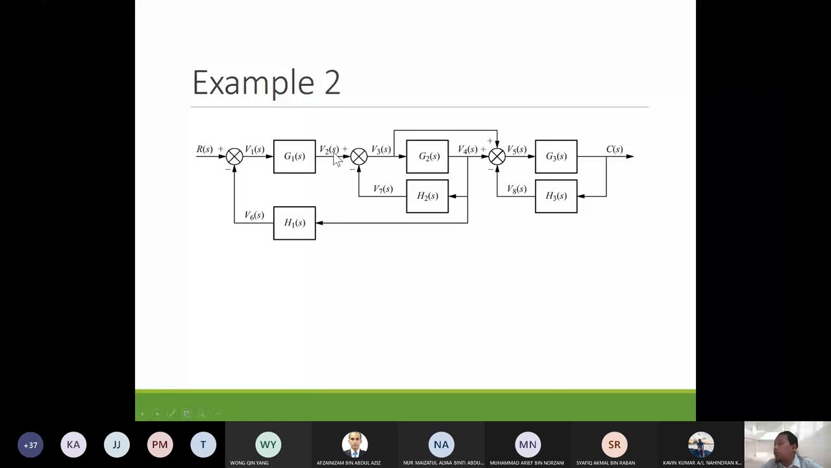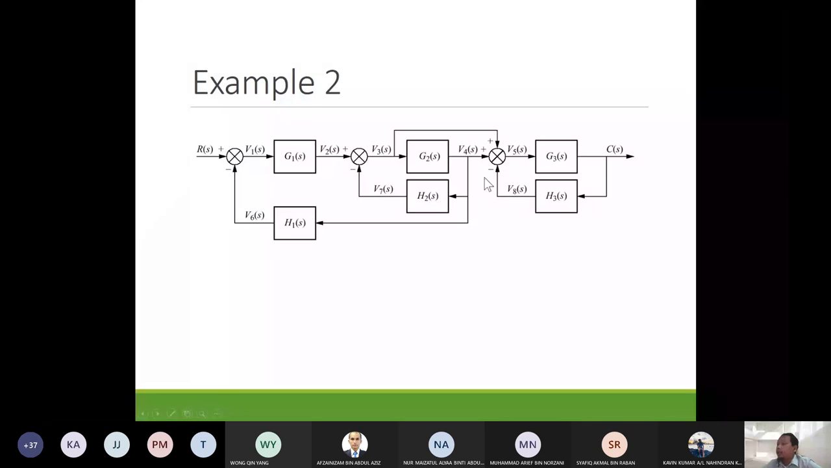Then we look at parallel. For now there is no parallel yet, but we can do something to make the arrangement parallel, which I will show later. So now there is no parallel arrangement, and how about feedback? Is there any feedback arrangement?